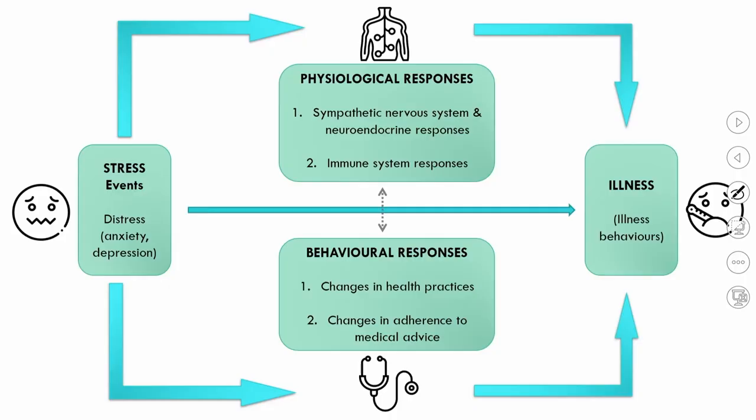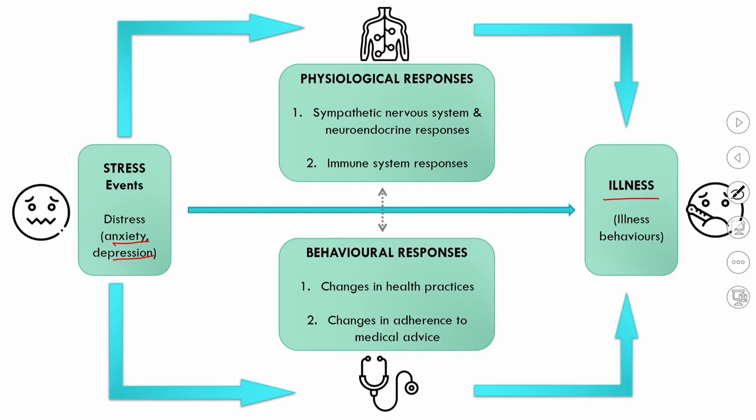So, if you see this diagram, some possible mechanisms have been explained for how stressful or distressing emotion could lead to physical illnesses. Here, a stressful event, distressing, it could be anxiety, depression or stress, traumatic experiences and so on, all this could lead to physical illnesses. And there are many factors which could influence this relationship between distress, stress and physical health.